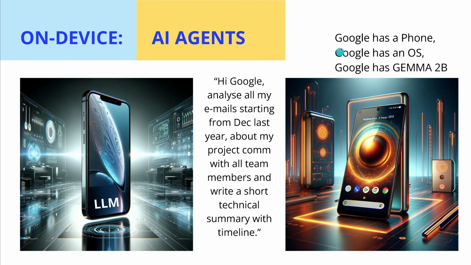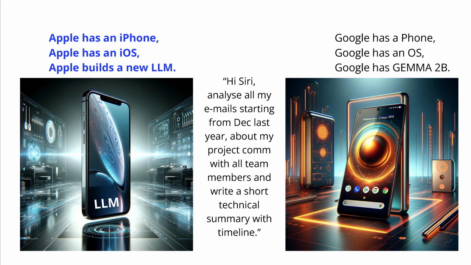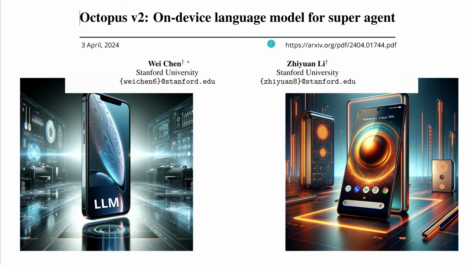Beautiful. Ecosystem: Google has a phone, Google has an operating system, Google has an LLM, and we're going to use here Gemma 2 billion trainable parameters. Well, Apple has a phone, Apple has an operating system, and Apple now builds a new LLM. Now, what a coincidence. So here we are now in our strategic market positioning of Google and Apple.